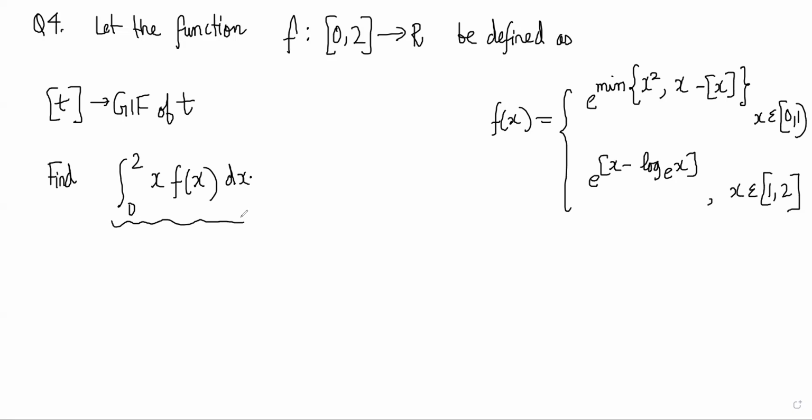This is the question. You have to find the value of the integral from 0 to 2 of x times f of x. Sir, I have a doubt. In the minimum part, you have written x square, comma, x minus GIF of x. What does it mean?